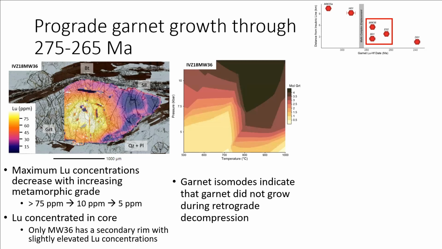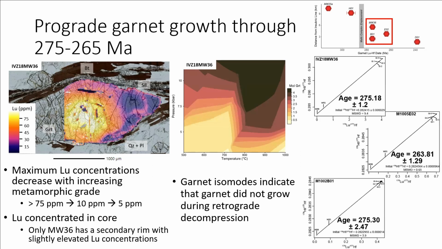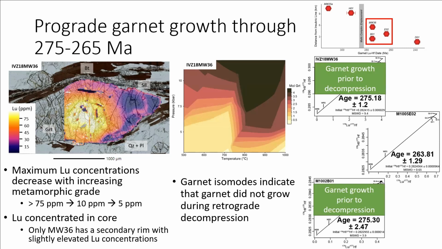Garnet isomodes from all three samples only increase with increasing pressure and/or temperature, indicating that garnet grew on either the prograde path or at peak conditions, not during retrograde decompression. So we're interpreting these dates that we get from these samples as recording garnet growth prior to decompression.